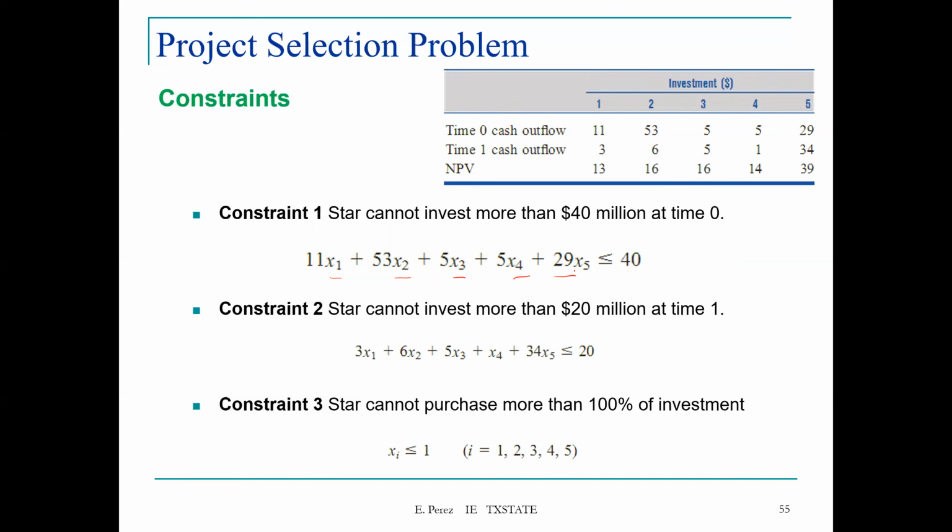Star Oil cannot invest more than 20 million at time 1. So same thing now, we are looking at time 1. So those investments cannot exceed the 20 million. And then Star Oil cannot purchase more than 100% of an investment, which means that each decision variable has to be less than or equal to 1. So fractional investments are allowed, but you cannot exceed 1 in terms of purchasing an investment.